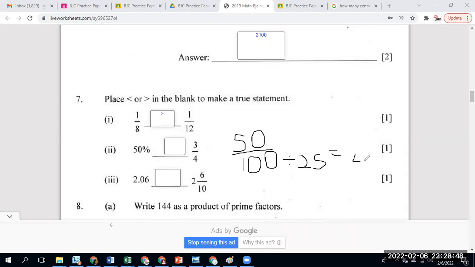Whatever I do to the bottom, I do to the top. If I divide 100 by 25, I need to also divide 50 by 25. 50 divided by 25 is 2. So my numerator is 2. Now I can compare 2 over 4 with 3 over 4. And of course, we know that 3 over 4 is larger than 2 over 4.